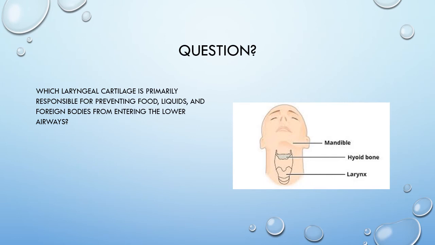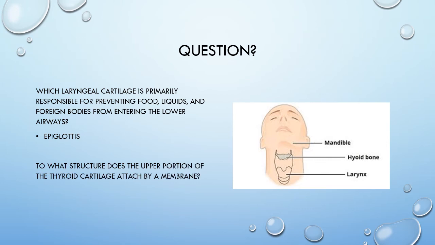So I have a couple questions for you. Which laryngeal cartilage is primarily responsible for preventing food, liquids, and foreign bodies from entering the lower airways? Anybody remember? Acts like a little check valve. It flips closed over the tracheal opening. Give you any hints? It's the epiglottis.